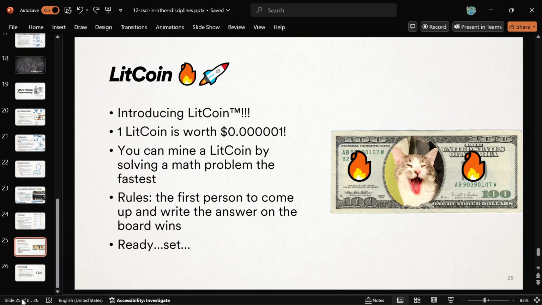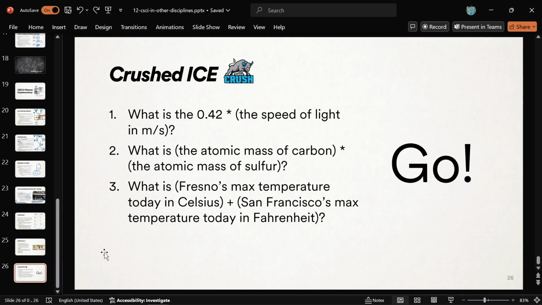Okay. So ready, set. Here are your 3 questions. You probably want to focus on one of them, but the first people to solve these questions the fastest and to write their answer on the board get to take home a souvenir. And so this is you mining a cryptocurrency, essentially. And I will draw a picture of my cat on all of them.